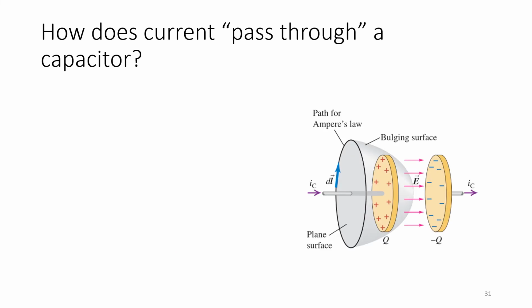Now to start, we apply Ampere's law to the circular path shown here. So this is the circular path, the one with dl. Just highlighting that part. Let's also choose two surfaces that are enclosed by this path. The plane surface, the one here, and the bulging surface, the one that's parked here. Let me erase this first.